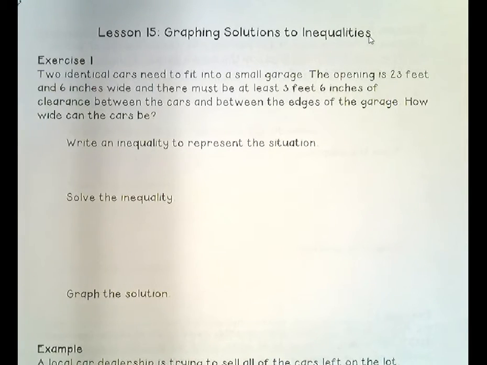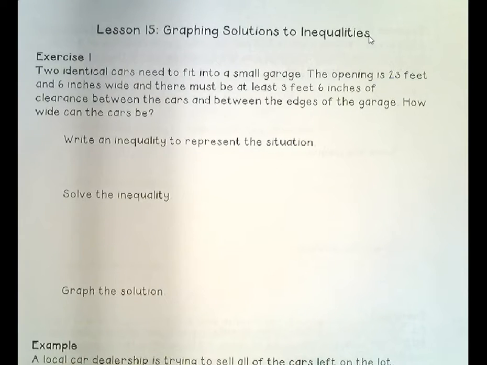Two identical cars need to fit into a small garage. The opening is 23 feet and 6 inches wide, and there must be at least 3 feet 6 inches of clearance between the cars and between the edges of the garage. How wide can the cars be?